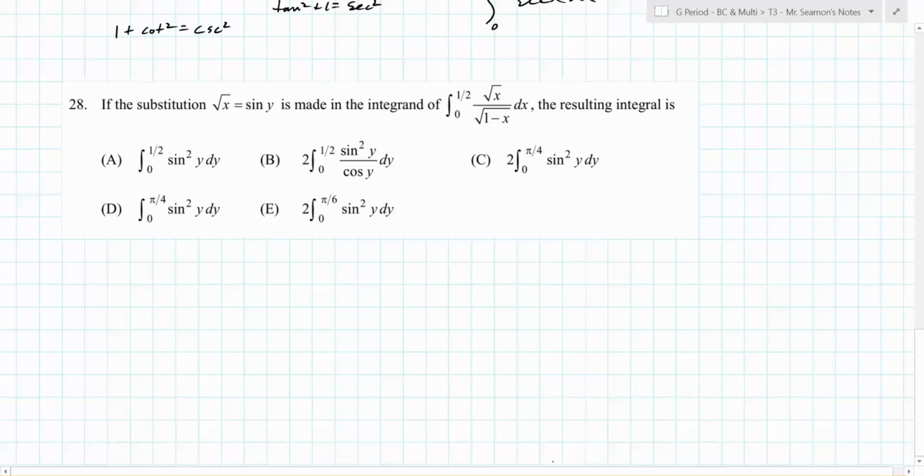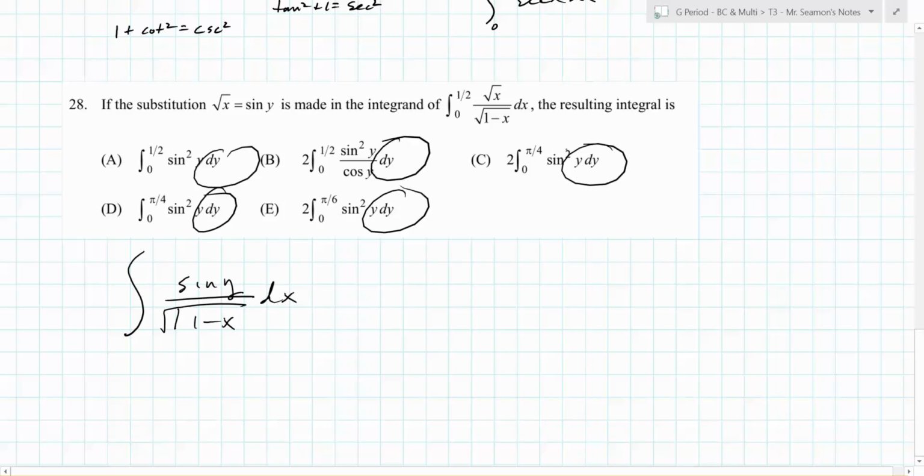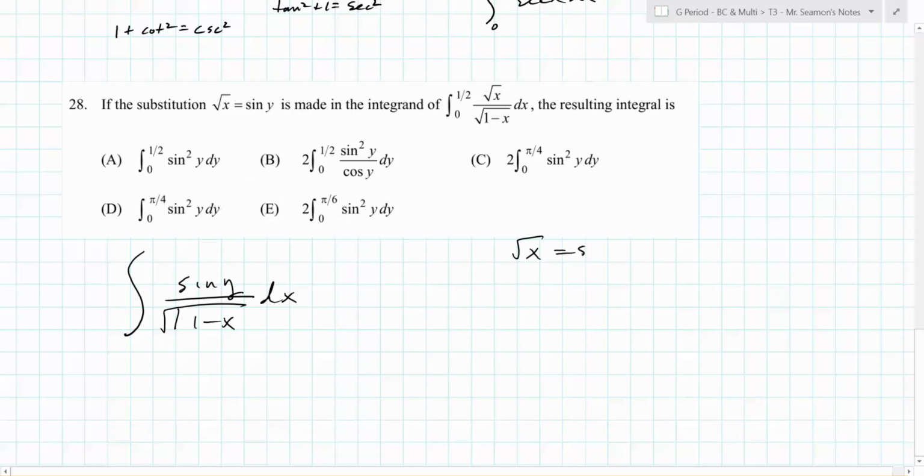Okay, so the challenge here is they're telling you what to substitute, right? The challenge is that you can make that first substitution. So you're like, oh, I'm going to make it sine y over the square root of 1 minus x dx. But they're all in terms of what? They're all in terms of dy. So we have to substitute out. The challenge here is you have the square root of x equals sine y.